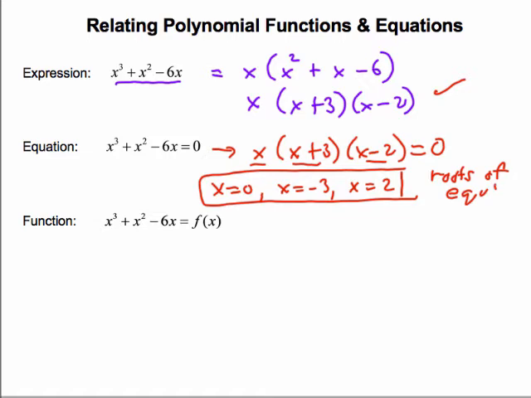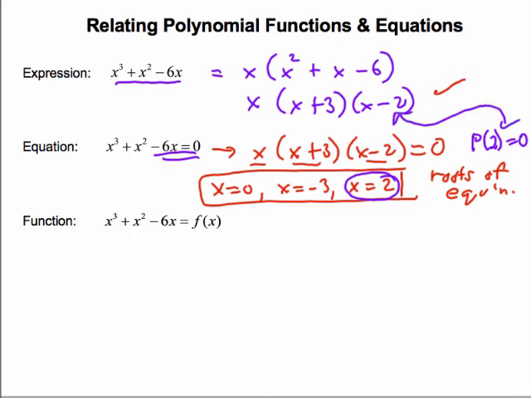Now remember that the factor theorem connects with this idea of roots, because if we can identify a root of a polynomial, in other words the value that makes it equal to 0, in other words p of 2 equaling 0, then we know that x minus 2 is a factor. So you see how those connect.